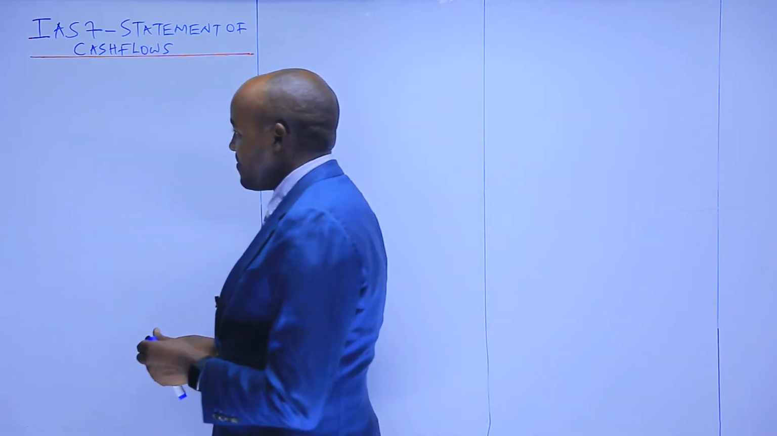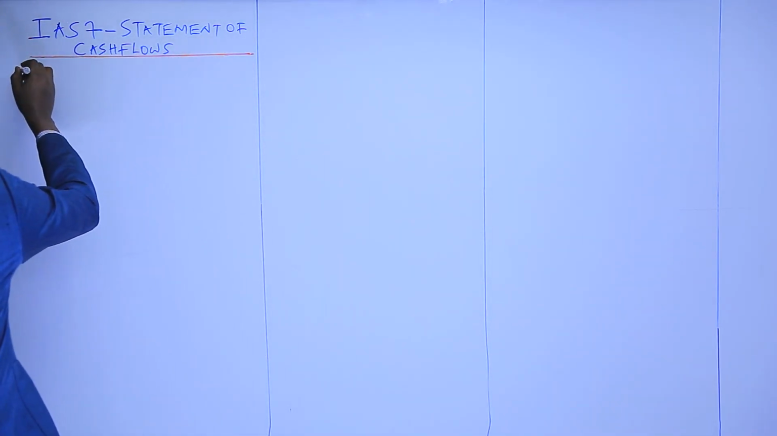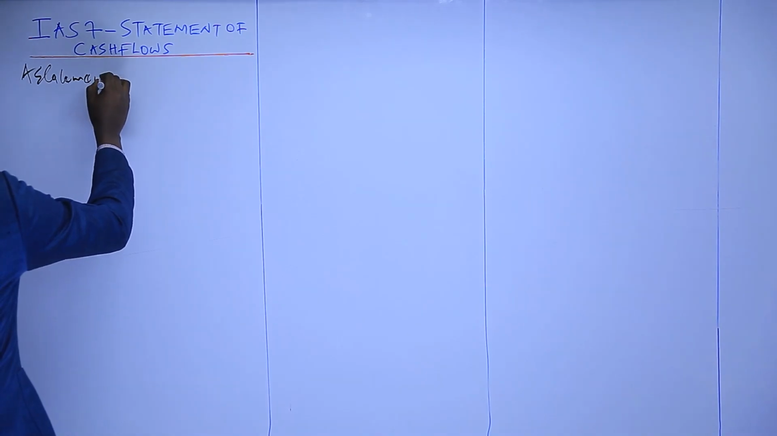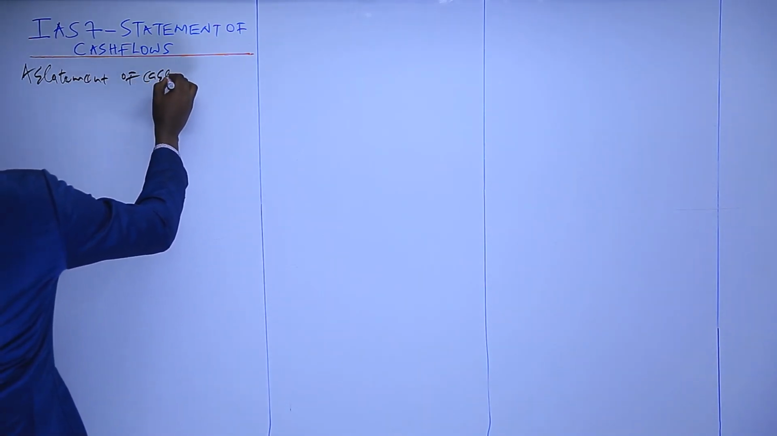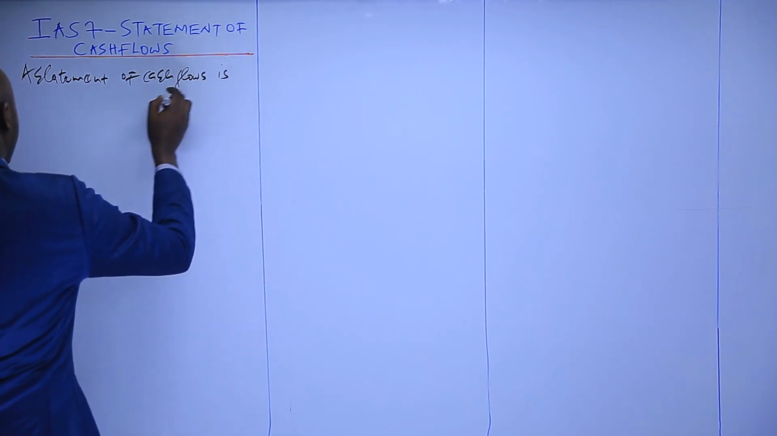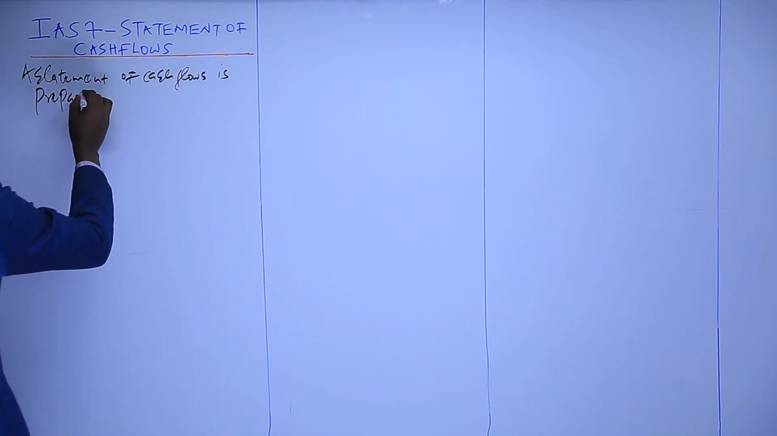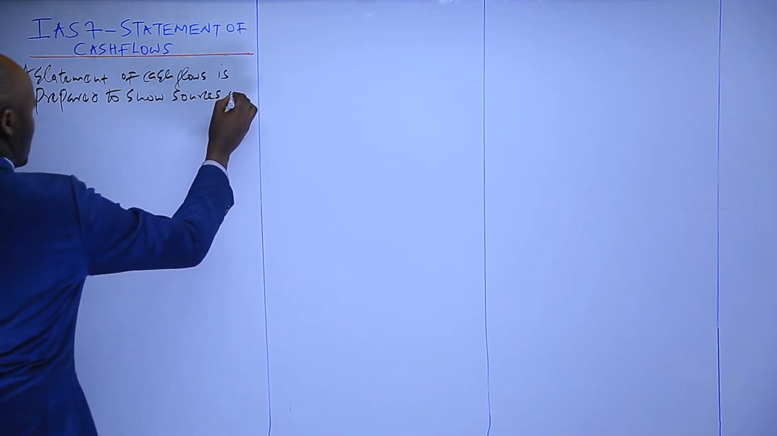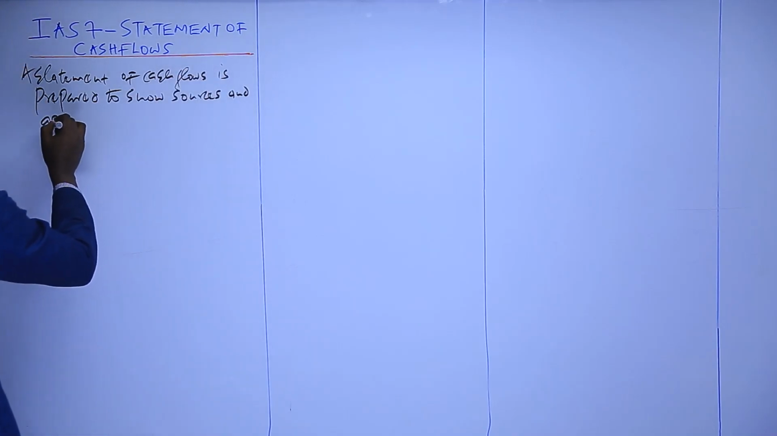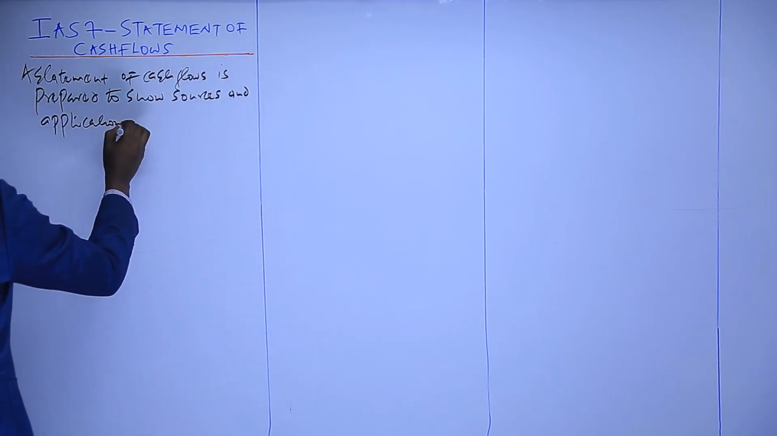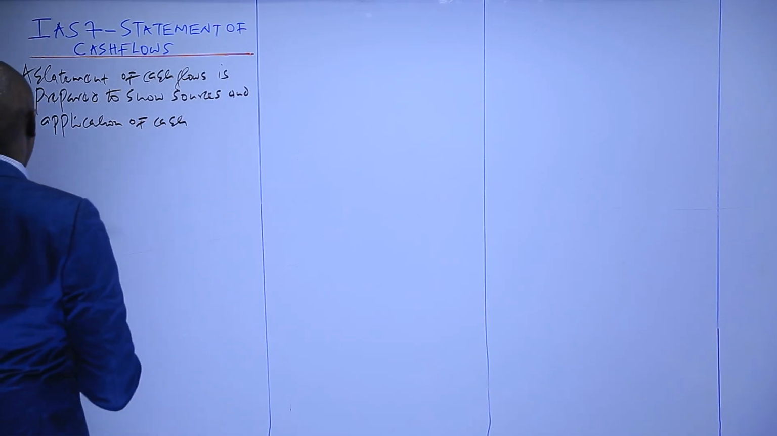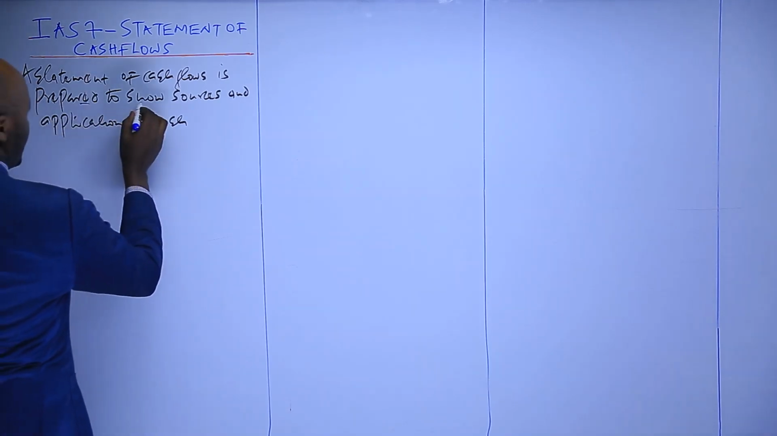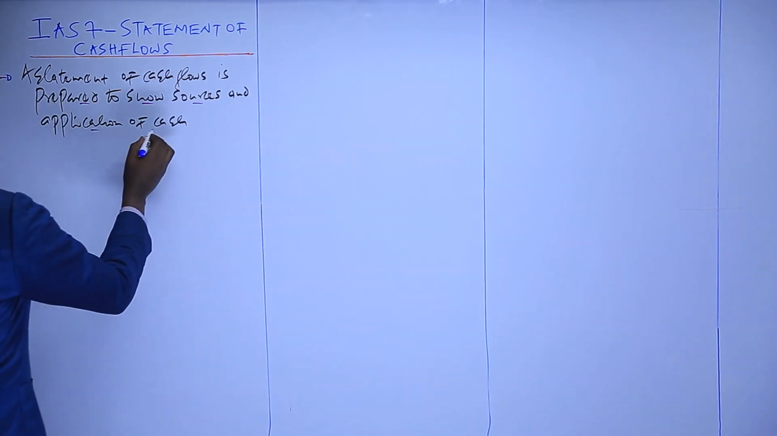So therefore we can say here that a statement of cash flows is prepared to show sources and application of cash. Sources and application of cash. A statement of cash flows is prepared to show sources of cash and application of cash.